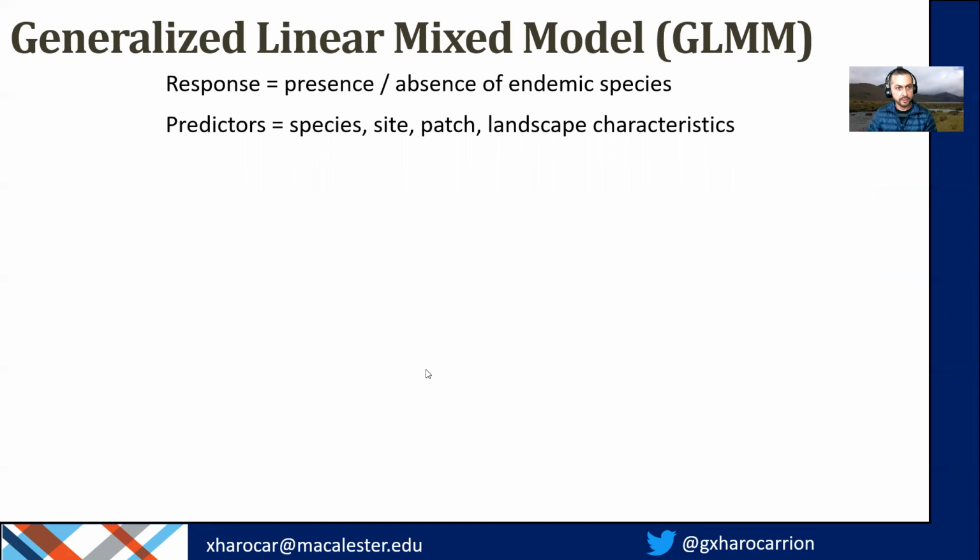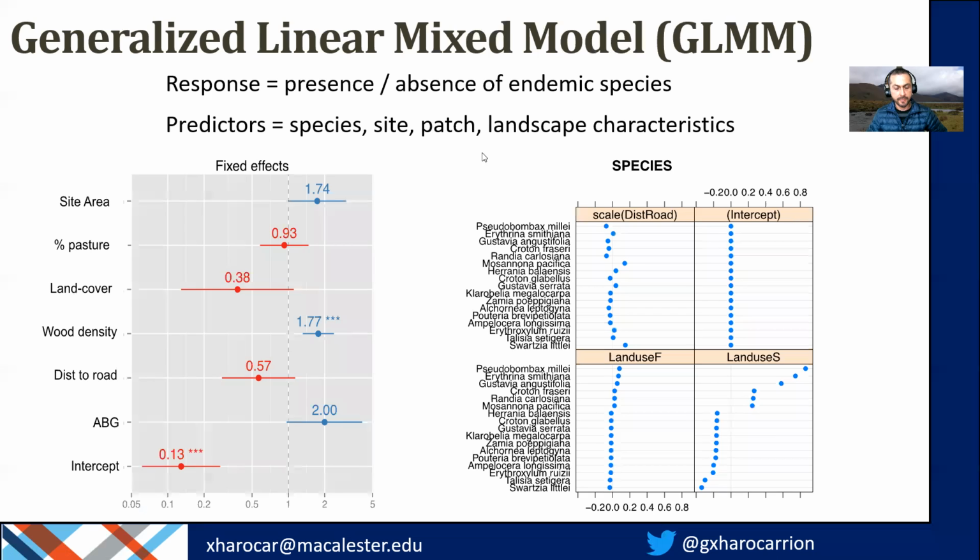This is another model that I ran, a generalized linear mixed model. The difference from the previous one is that we can let the coefficients vary depending on species. In this case, the response is presence-absence of endemic species, and the predictors are species, site, patch, and landscape characteristics. And here are some graphs of that one. Here are the fixed effects of the model. You can see that the only variable that is important overall is wood density.